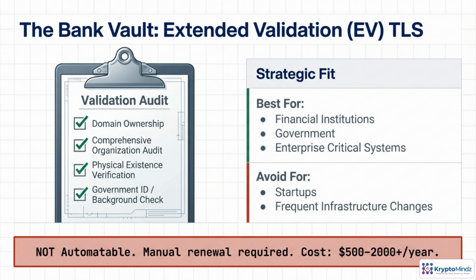The trade-offs are cost and friction. EV involves manual paperwork, can't be fully automated, and renewals are slower and more expensive. That makes sense for regulated institutions and crown jewel systems, but it's usually overkill for startups or fast-changing cloud architectures where automation matters more than this level of identity assurance.